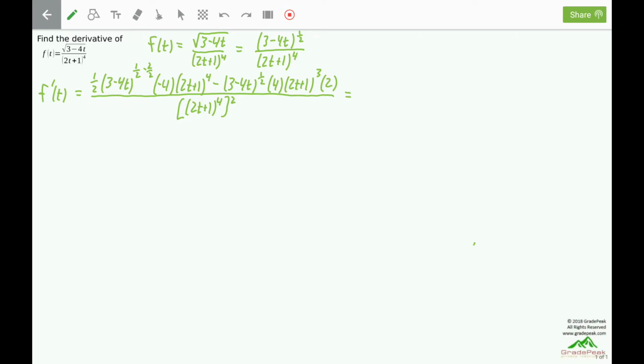In my next step, I'm going to put the constants together, so I have a -4 and a 1/2. 1/2 times -4 becomes -2. I have a 3 minus 4t to the 1 minus 2, -1/2 power. I have a 2t plus 1 to the fourth power. The second term I have minus, and I have the constants of 4 and 2. 4 times 2 is 8. And I have a 3 minus 4t to the 1/2, and I have a 2t plus 1 cubed.